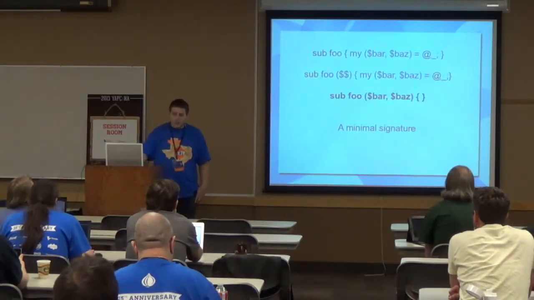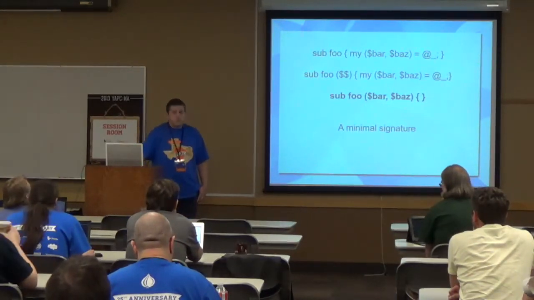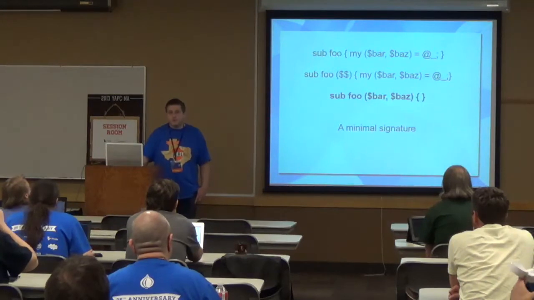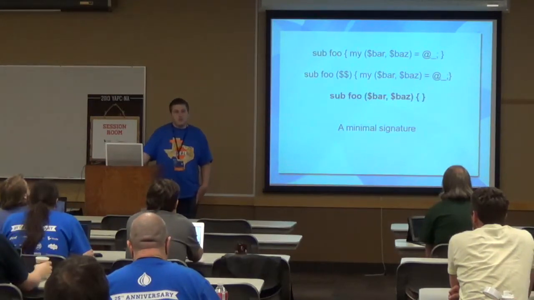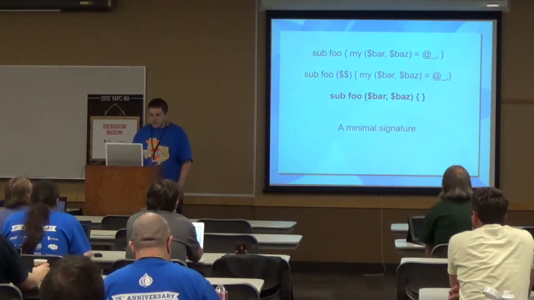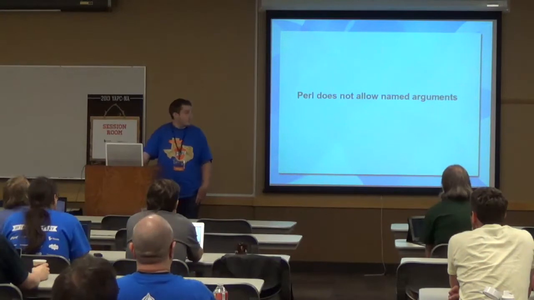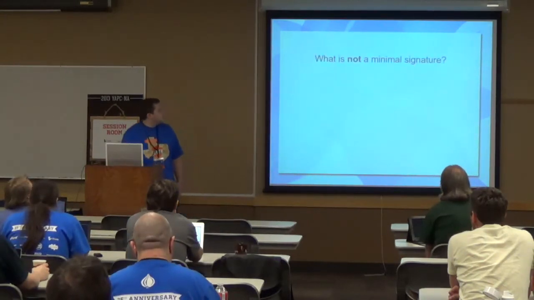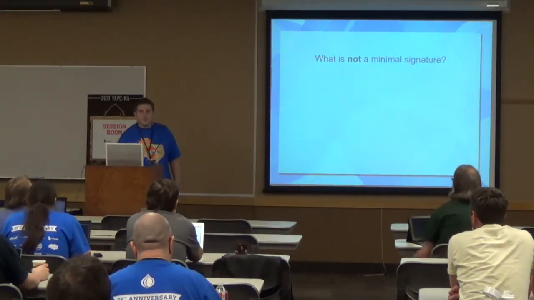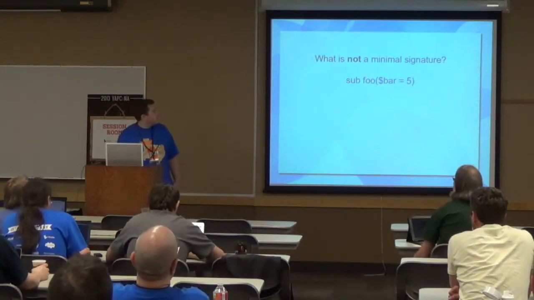And this is really all that I want to get to. Just declaring named variables. No types, no attributes, none of that fancy stuff. Just something to start with. So we can't do this in core yet because we don't allow named arguments. So I keep saying minimal signature. What do I mean by minimal signature?